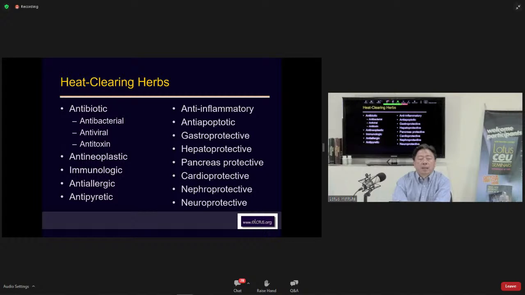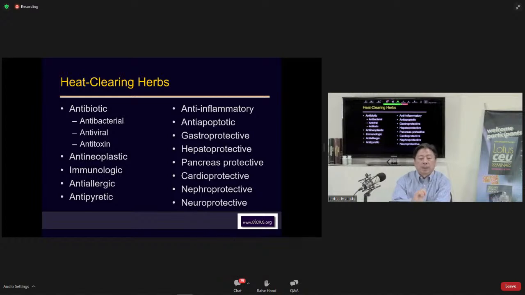And in fact, it may be counterintuitive, but a lot of these heat clearing herbs actually help tremendously to protect different parts of the body, including the stomach, the liver, the pancreas, the heart, the nerve, and so on. And that's why you have these gastroprotective and all the protective effect. And these effects, in a very simplistic term, are directly related to the anti-inflammatory effect.